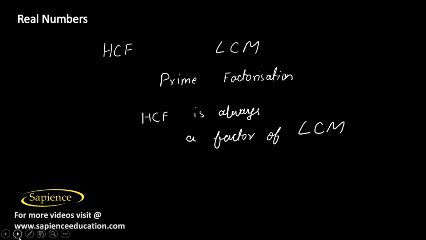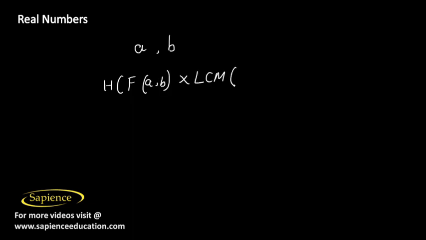So let us consider A and B are two numbers. The HCF of A and B multiplied by LCM of A and B is equal to A into B. This is a theorem which says the product of HCF and LCM of two numbers is equal to the product of the numbers.